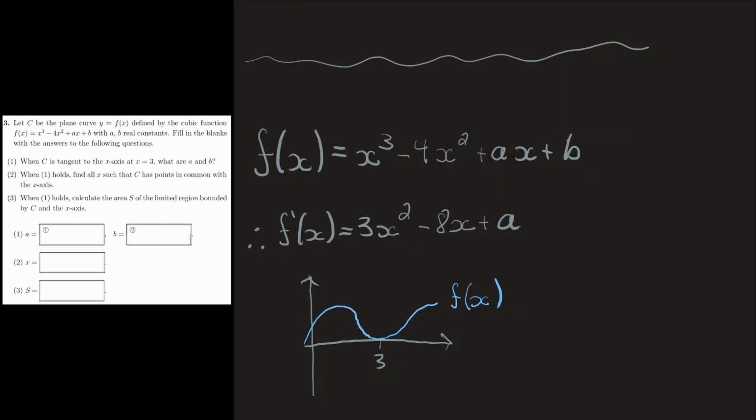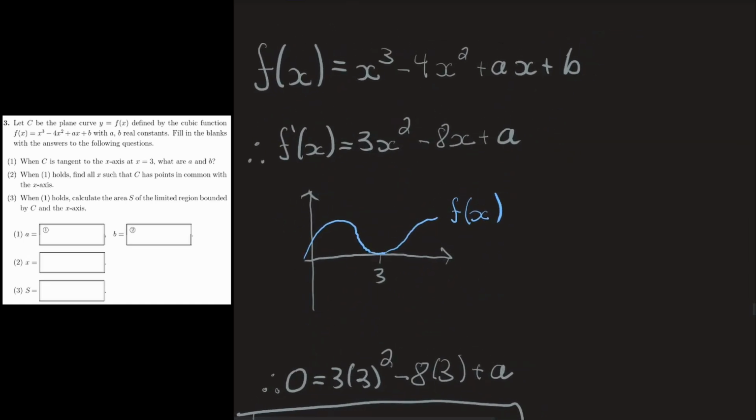Now, I don't know exactly what the rest of the curve looks like, but right now the only part that we really care about is where x equals 3. At that point, our function just touches the x-axis, so it might look something like this. And so what that means is that at x equals 3, the derivative of our function must equal 0.